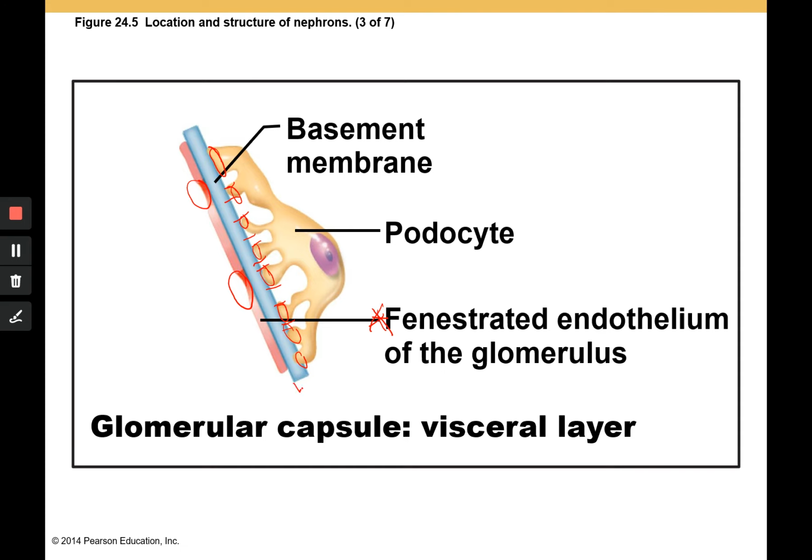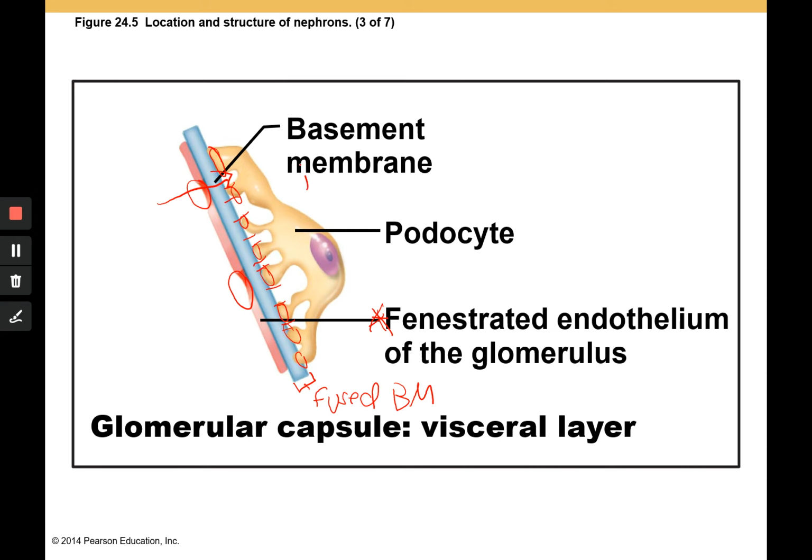We have here in blue the fused basement membrane. And that fused basement membrane is just going to be between the podocyte and the capillary cells. And it's just going to help hold them together. But notice we have holes in the capillary bed. We have slits between the podocyte foot processes. So if fluid wants to leave the capillary bed and it fits through the pore and it fits through the filtration slit, then it gets to move into the capsule.